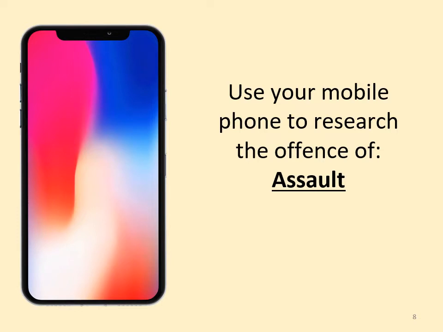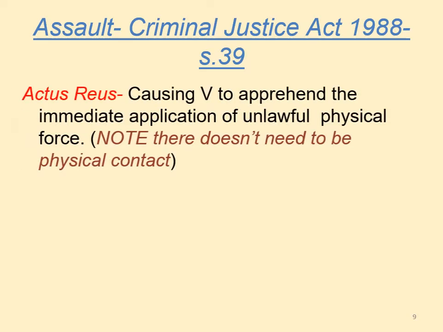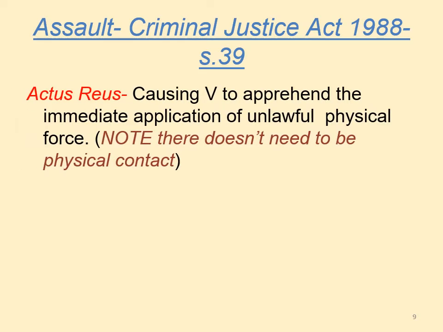So I'd like you to take a moment just to refresh your memory of the definition of assault. So you will have found that assault can be found in the Criminal Justice Act 1988 under section 39. It's also found under common law. So the definition, the actus reus, is causing your victim to apprehend the immediate application of unlawful physical force. So there's no requirement for physical contact, and if there was physical contact, it's actually more likely to be a different offence.